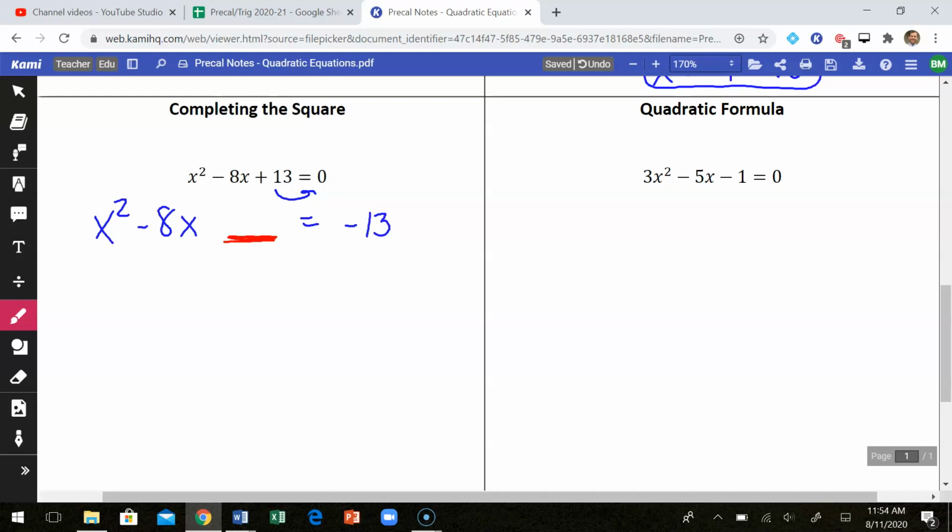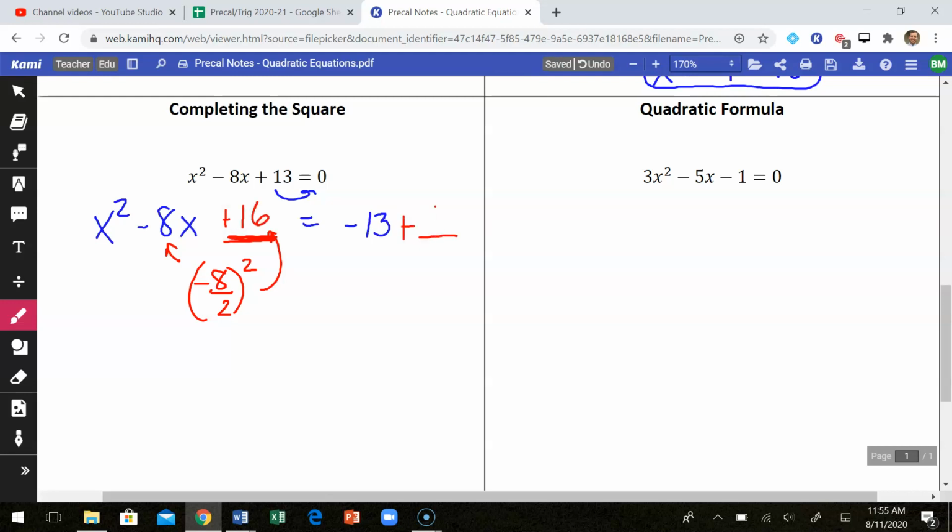So how am I going to figure out that new constant? What you do is you take your b term, which is negative 8 in this case. I'm going to divide it by 2, and I'm going to square that. And that's what I'm going to put here. So negative 8 divided by 2 is negative 4. If I square that, I get positive 16.